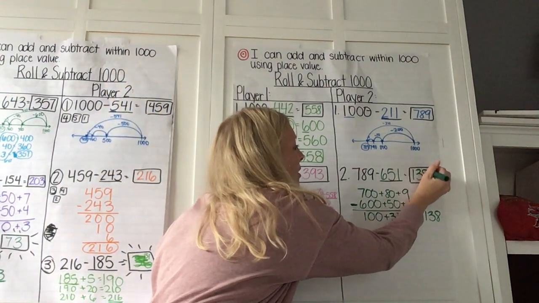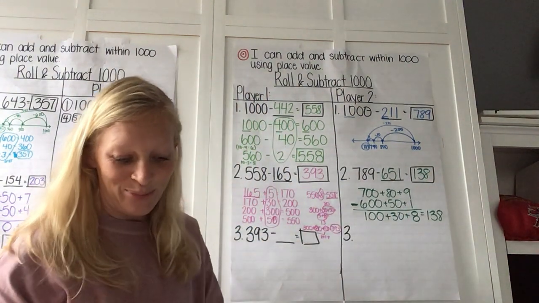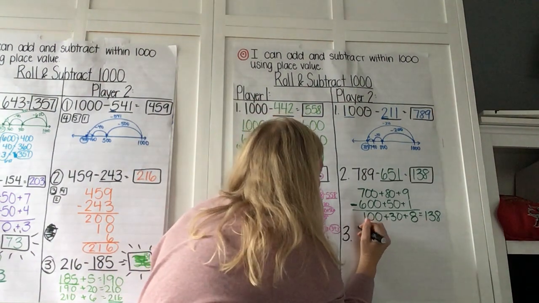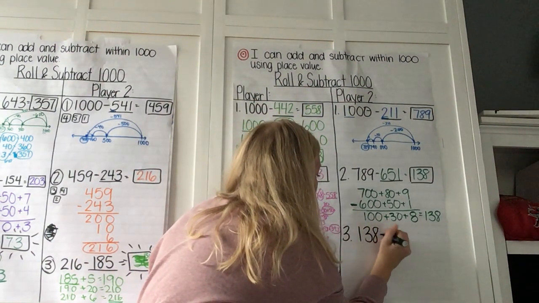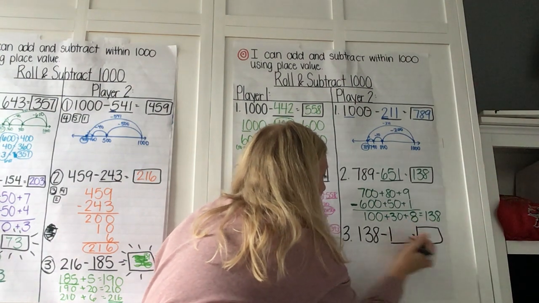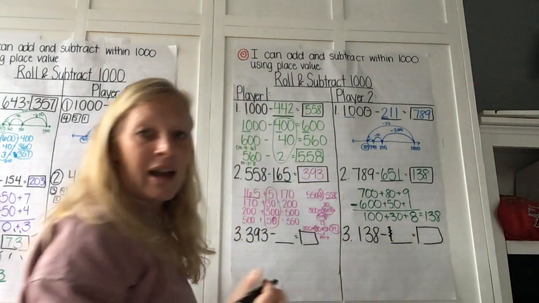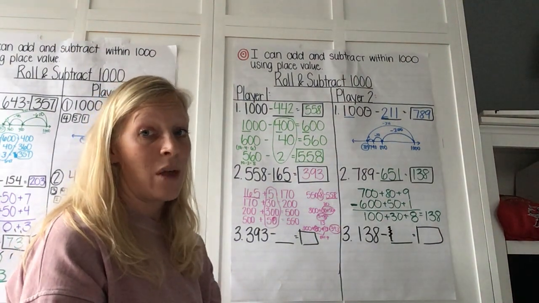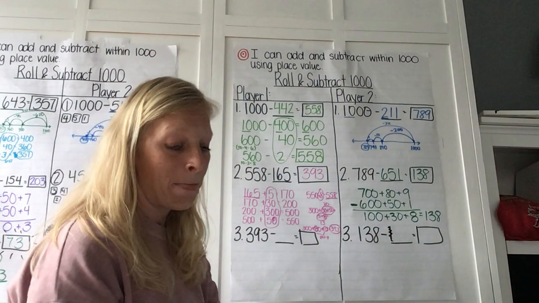All right. Who's closer now? That was a big change, wasn't it? All right. 138 minus, we don't know, equals the box. Ignore my little line there. I got a little excited. Okay. I'm going to roll for both of us, and then we'll solve both of them, okay?